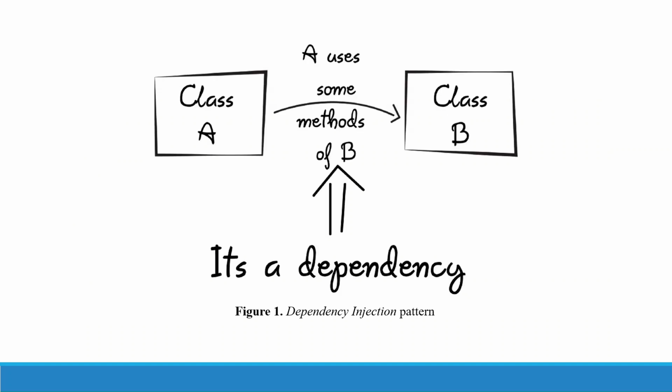What is a dependency? Okay, so basically it's quite simple. Suppose we have class A that uses the methods of class B. Class B is a dependency of class A.